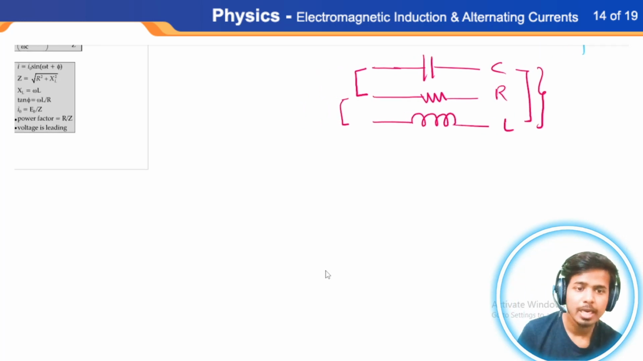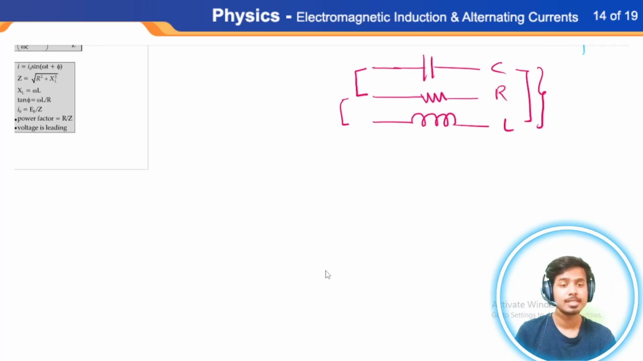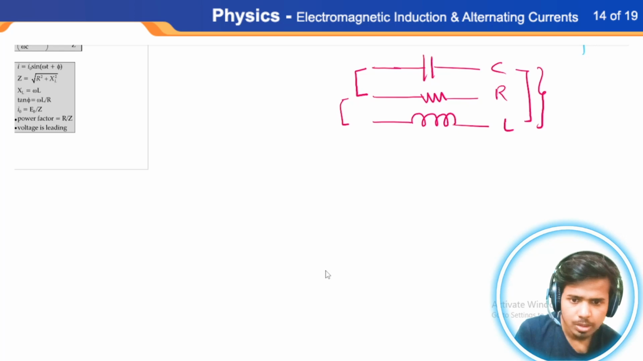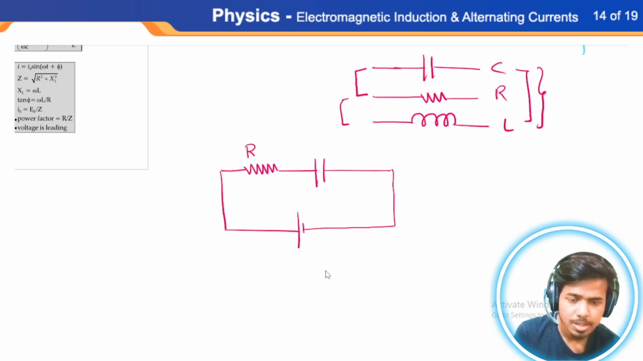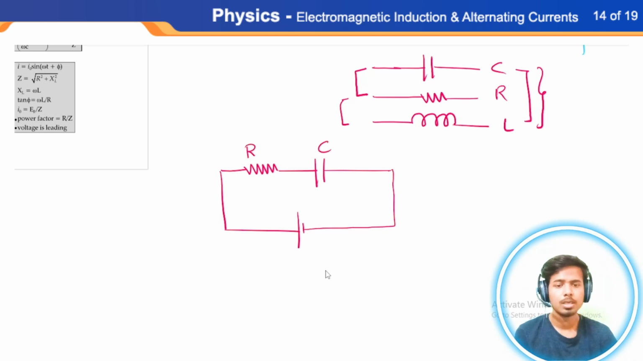First of all, I think I had left one portion in the electrostatics that I had told that it will be discussed in this particular chapter, alternating current. This was the RC circuit. This is one circuit in which it is connected to a battery where there is a resistance and there is a capacitor.